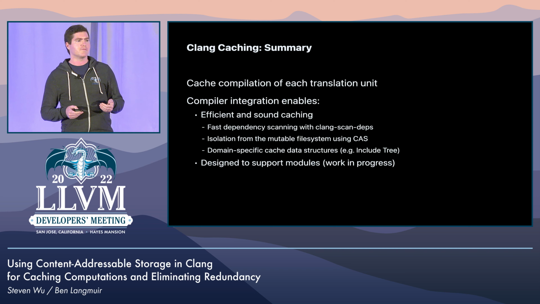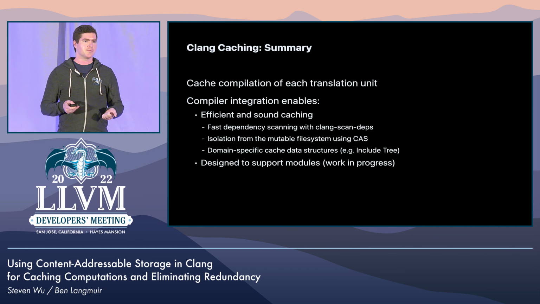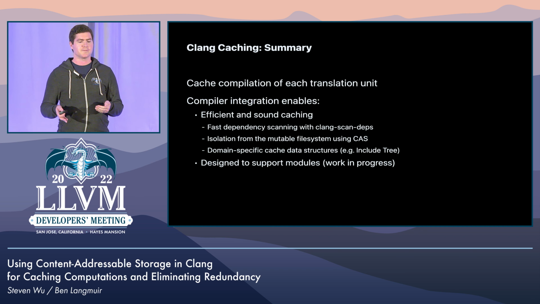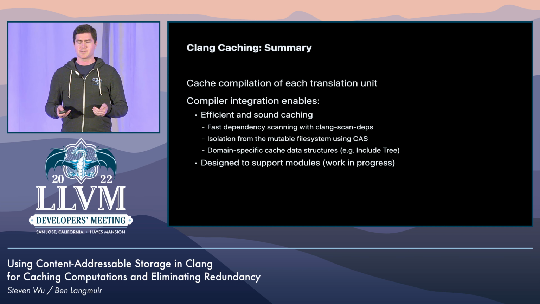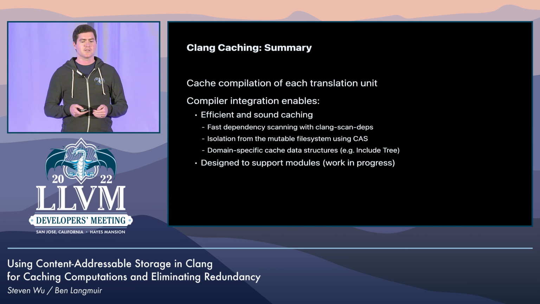A quick summary of the compilation caching that I talked about is that we've added caching support to our experimental CAS branch of Clang. Doing this with compiler integration allows us to do it more efficiently and more soundly. We're using fast dependency scanning from Clang scan-deps, we're getting isolation from the mutable file system using the CAS, and we're building domain-specific cache data structures, such as include tree, to improve the work.